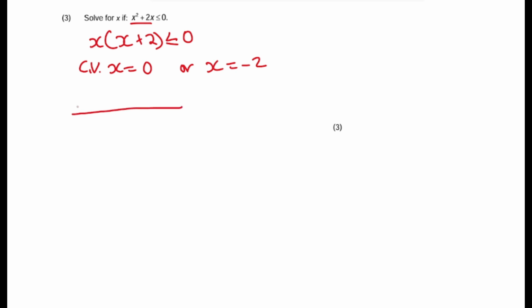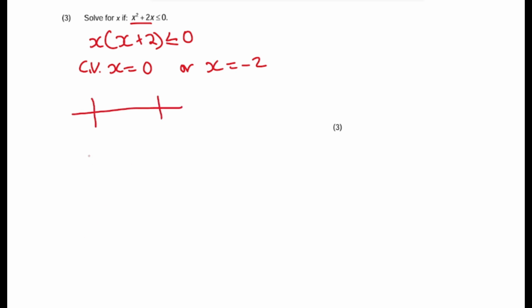So here we have a highest common factor, which is x. So factor out x, and then get x times x plus 2 is less than or equal to 0. So our critical values will be x is equal to 0 or x is equal to negative 2. How then do we find our solutions? There are many ways of doing this. I'll show you the first one, which is the number line.